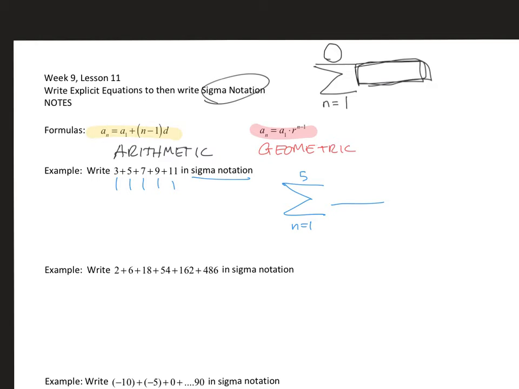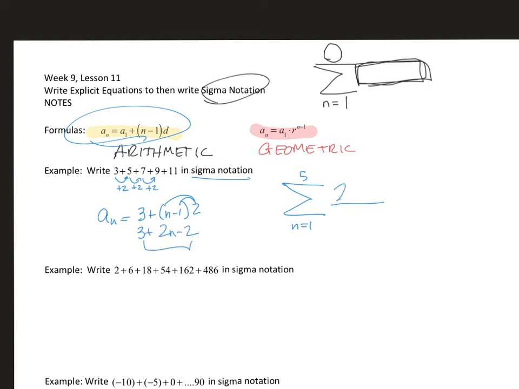Looking closely, I can tell that it is arithmetic, because I am adding 2, adding 2, adding 2, every single time. So I'm going to use this formula. Let me put in the stuff that I know. I know the first term is 3. I'm going to leave the n there, and the common difference is 2. Let me distribute and clean this up. 2n minus 2. If I combine my like terms, I finally get 2n plus 1.